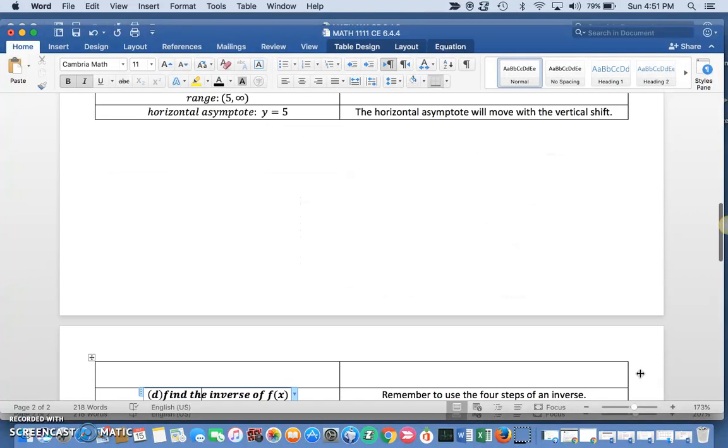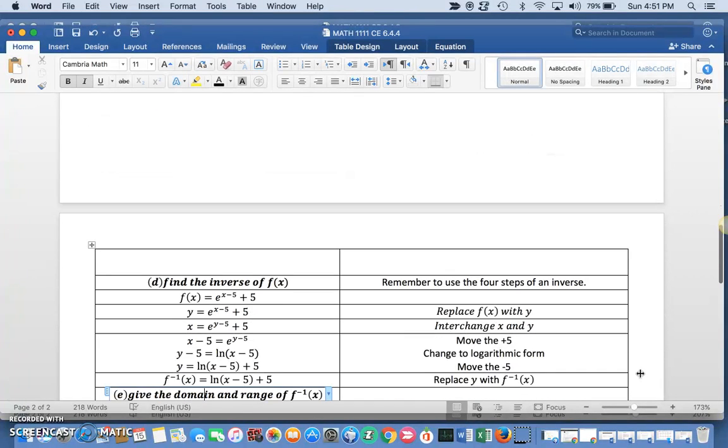Now they're going to ask you to find the inverse, just like they've been doing. So we've got an exponential, and our answer should end up as a logarithm. We have an exponential with a base of e, so our inverse will be the natural logarithm. So take the original function, replace f of x with y, then interchange your x's and y's. This plus 5 right here goes over and becomes a minus 5. It's still exponential. In order to get the y out of the exponent to be able to solve for it, we have to change it to logarithmic form.